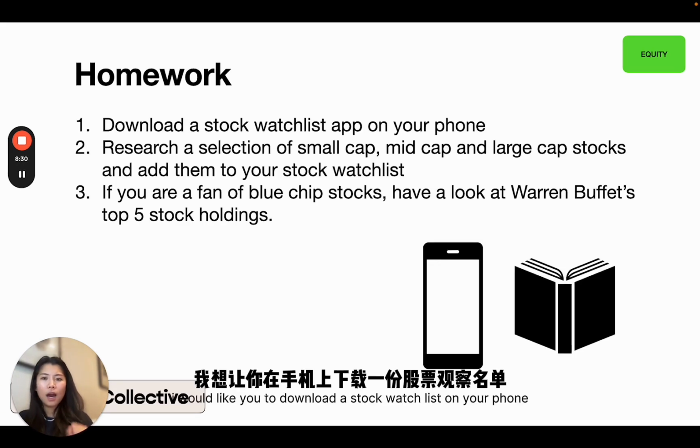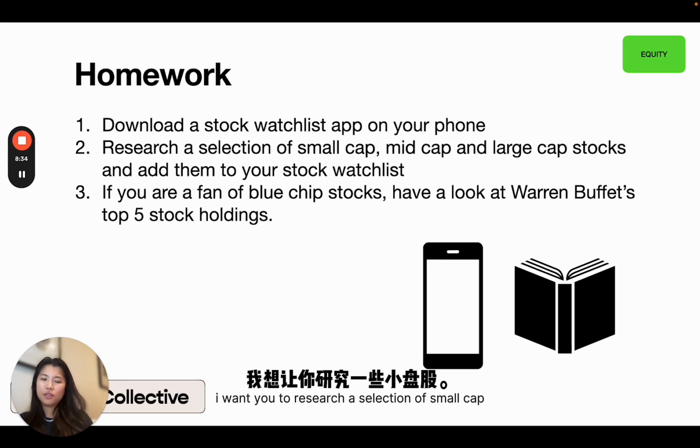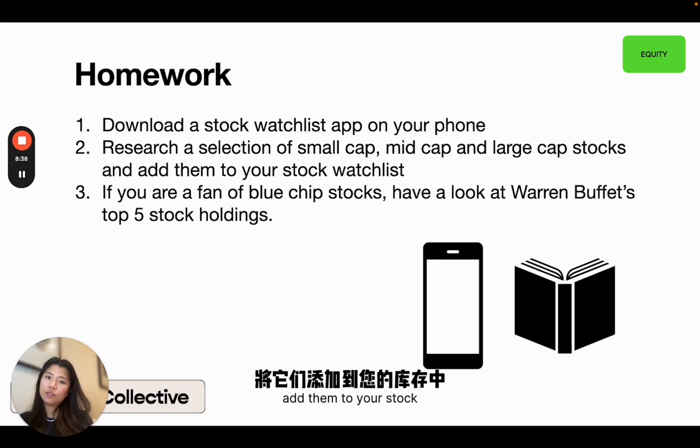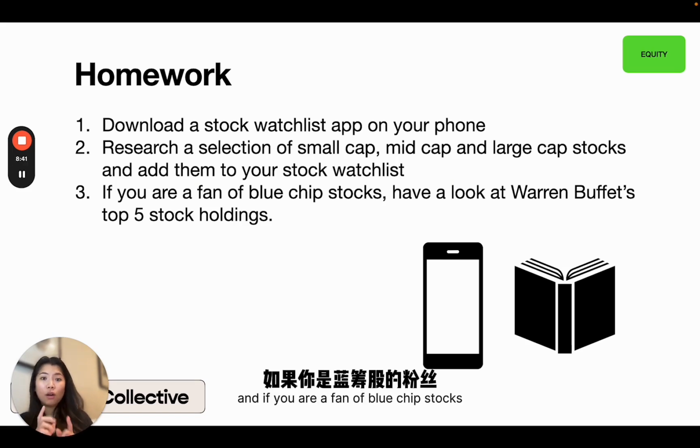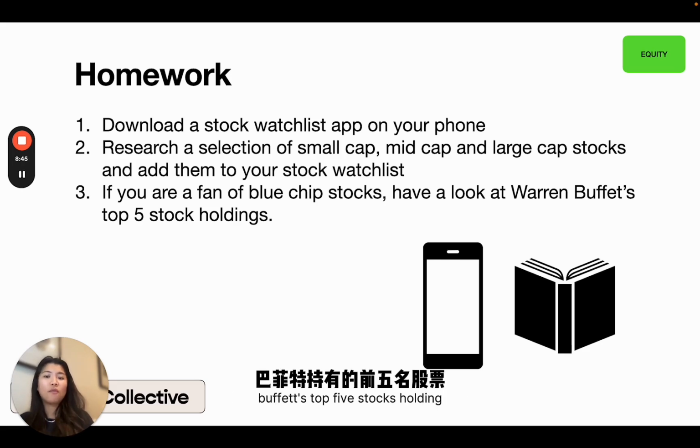Here's the homework. I would like you to download a stock watch list on your phone. I want you to research a selection of small cap, mid cap, and large cap stocks. Add them to your stock watch list. And if you are a fan of blue chip stocks, I would like you to have a look at Warren Buffett's top 5 stock holdings.